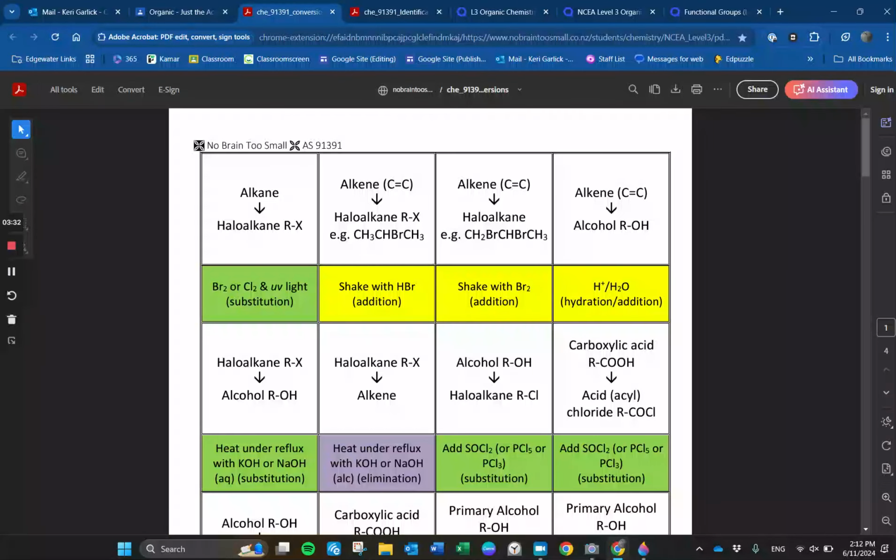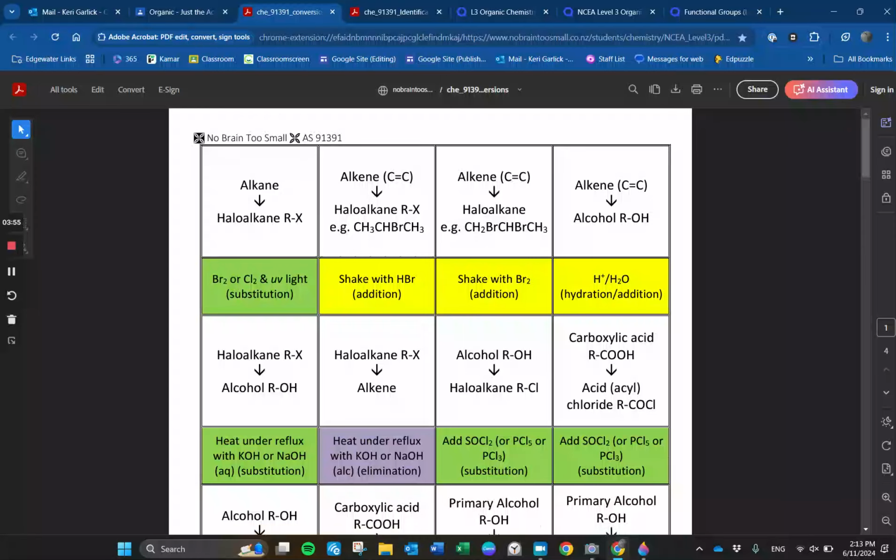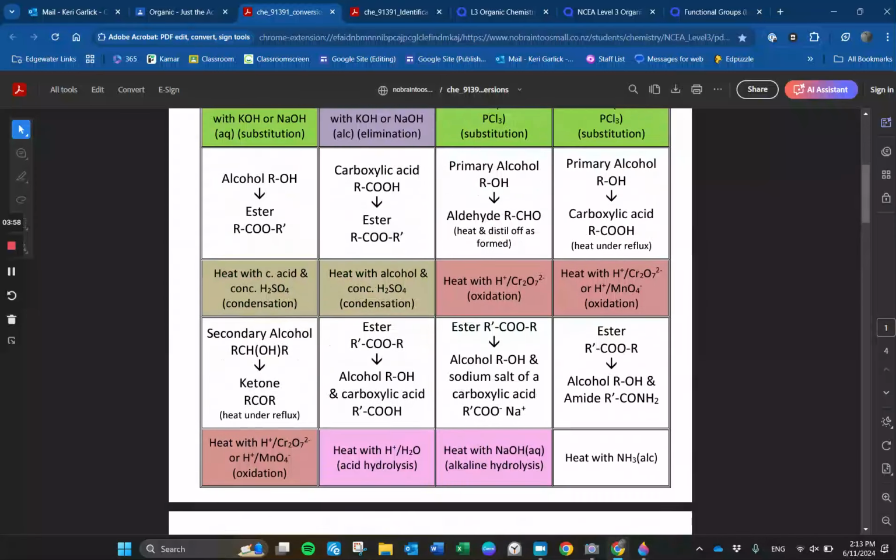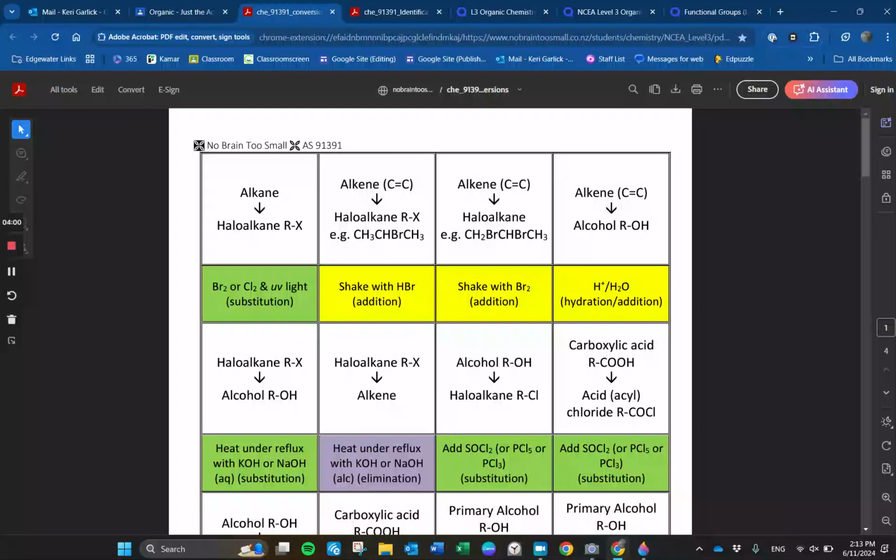You don't need to memorize the flow chart, but you do need to understand what each one of these things is for. So you should know if I want to go from an alkene to a haloalkane, then I need Br2 or Cl2 with UV light. What that's going to do is substitute out one of the hydrogens for a halogen, and that's why it's called a substitution. So these flashcards are really, really useful. If you can learn those things, then you should be enough to pass. All right, so let's actually take the stuff that we've talked about here and decode it onto the exam.